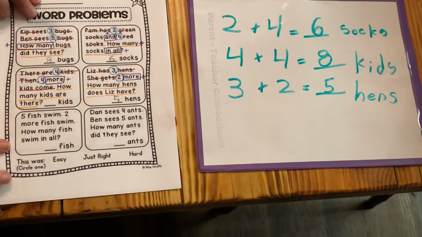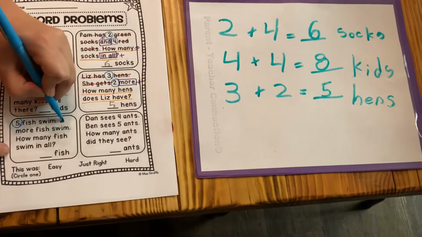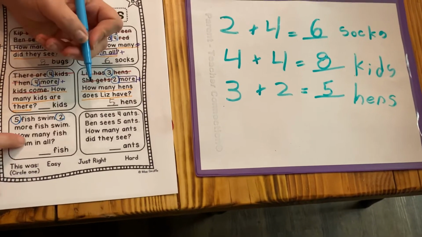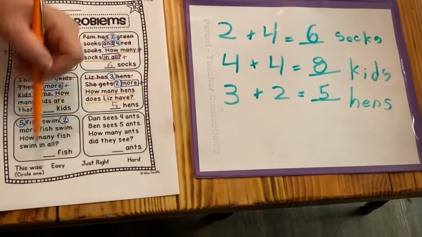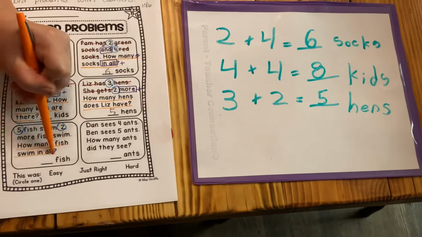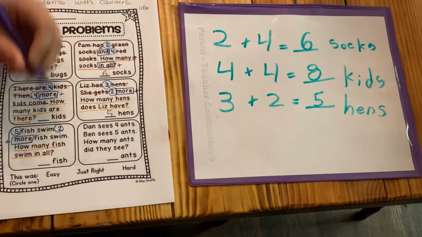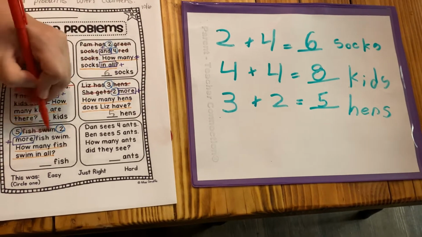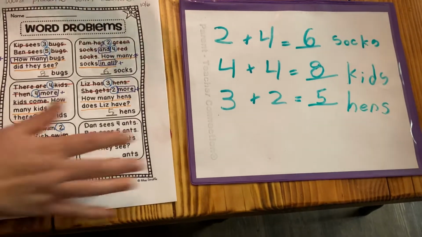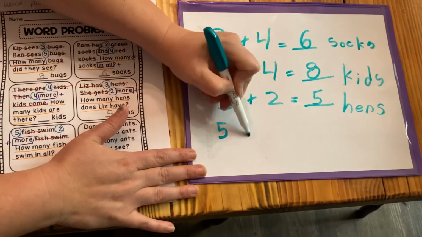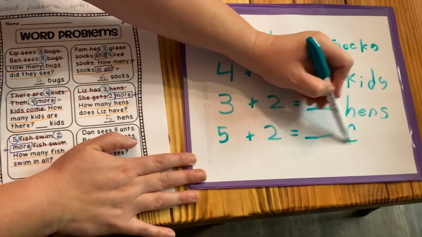Down here. So I have 5 fish swim and 2 more fish swim. How many fish swim in all? So I circled in blue. I underline in orange. I box in red. And then I get rid of my junk. Okay? And I transfer my equation. So I have 5 plus 2 equals blank fish.